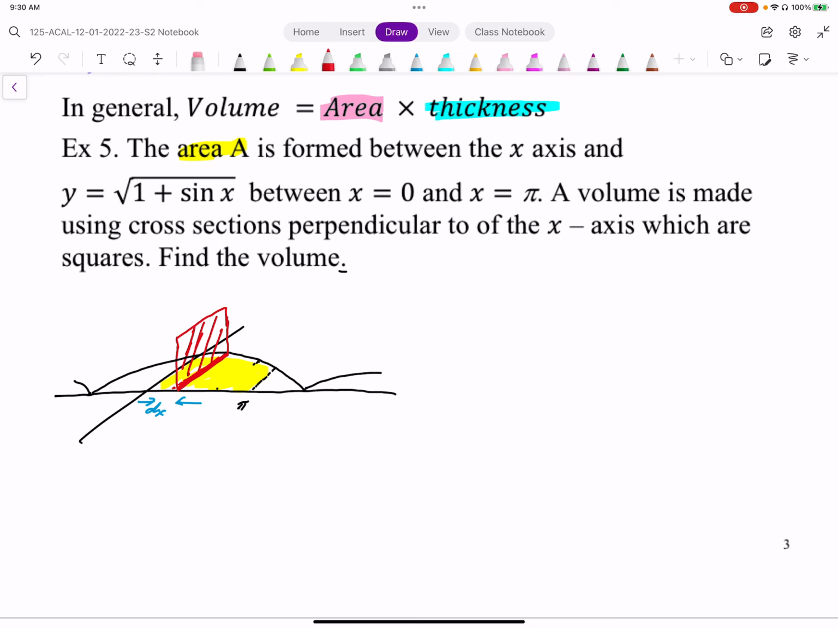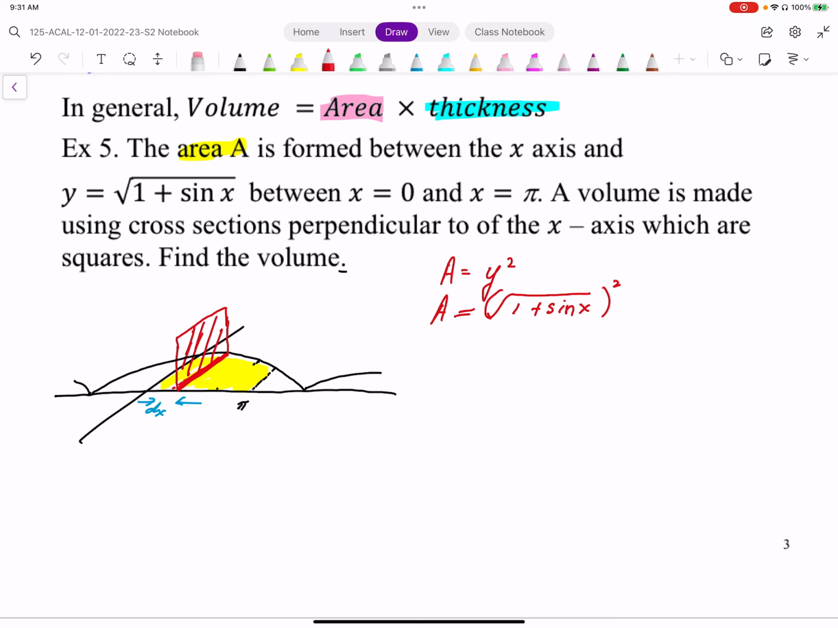So what does this look like? Well, first of all, we need to write the area function. The area of that square is going to be the height of the graph, or we'll call that y squared. So when we write that out, the area is equal to the y value of that function, which is square root of 1 plus sine x. And then squaring it will conveniently get rid of that square root.